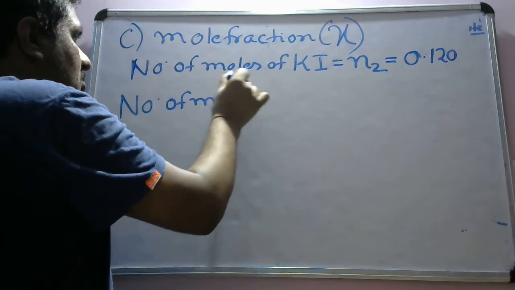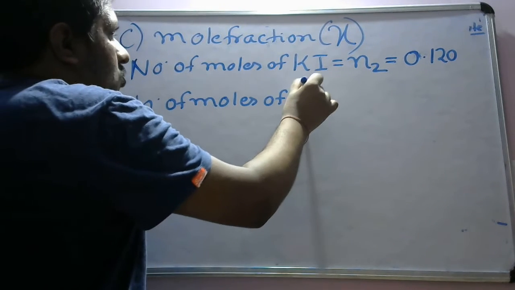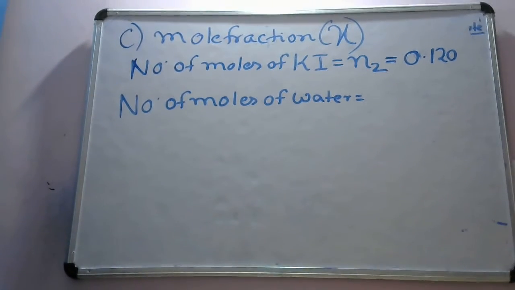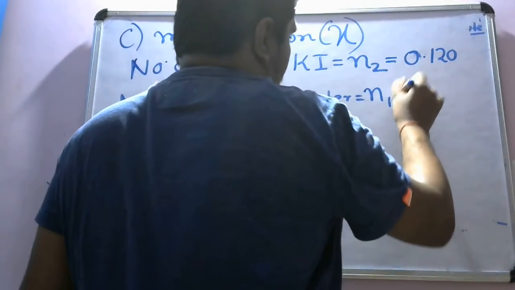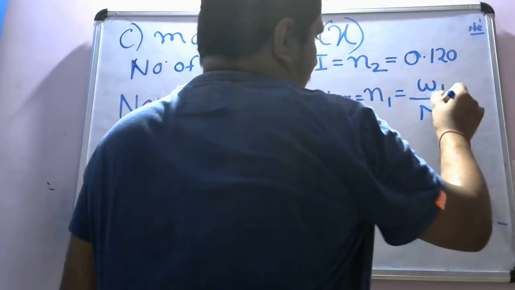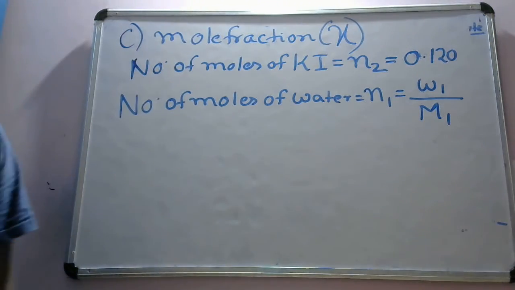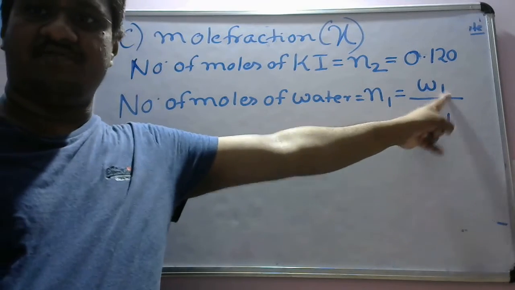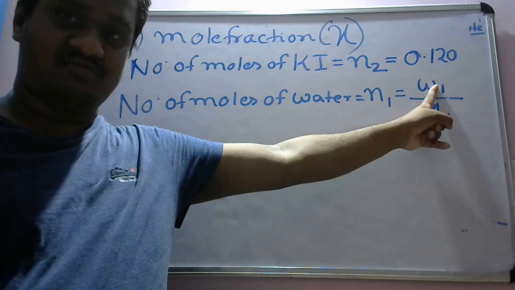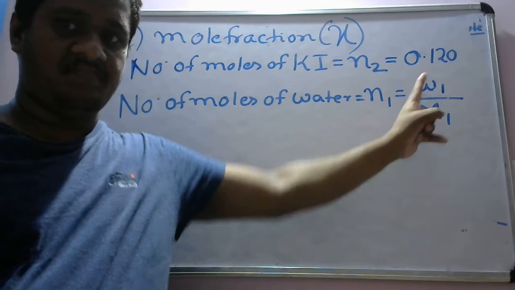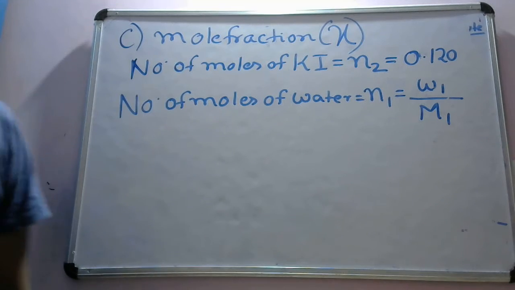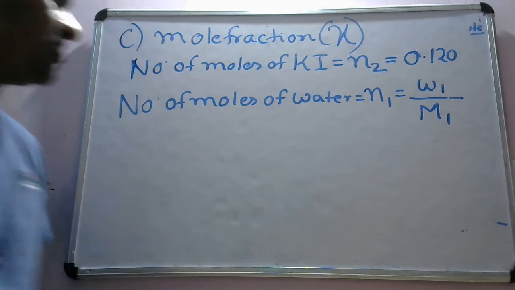Number of moles of water. Water is our solvent. So that will be equal to mass of water by molar mass of water. Given mass by molar mass. W1 is the given mass, subscript 1 is used for solvent. So W1 is the given mass of solvent, and capital M1 is the molar mass of solvent. Molar mass of water we know is 18 grams.